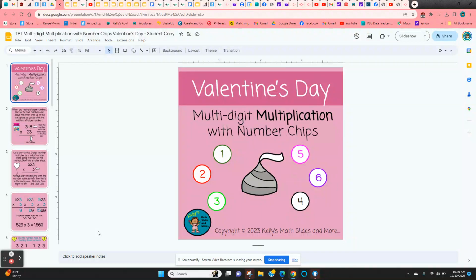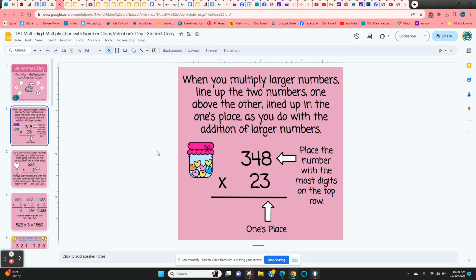Multi-digit multiplication using number chips. This is the Valentine's Day version, and this is a digital lesson. So it starts with explaining to the students how to line up the numbers. They line them up in the ones place, the same way they do when they're adding or subtracting.